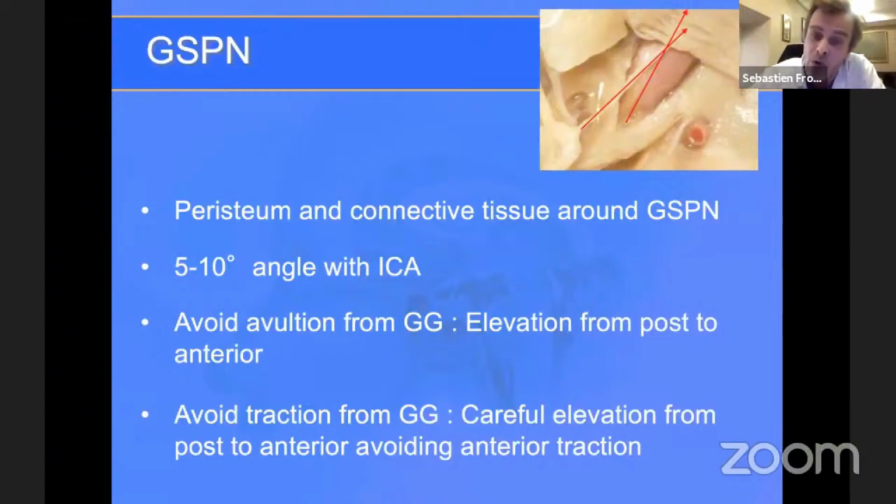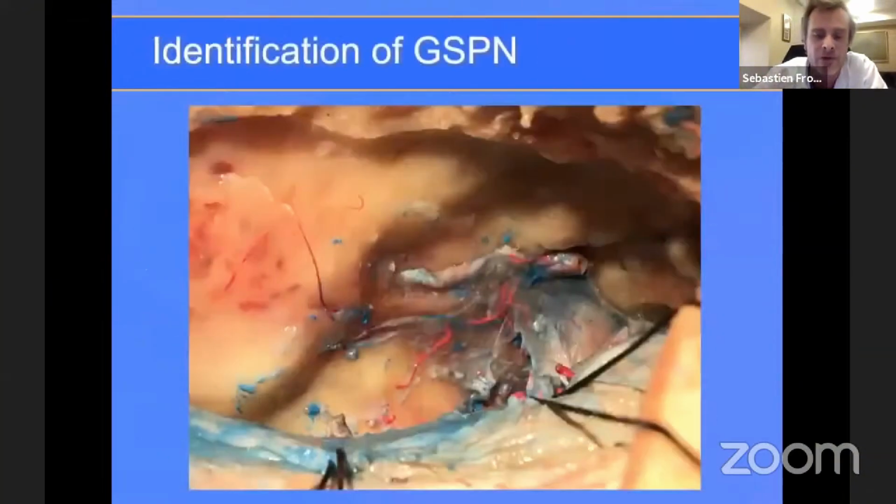But if you're too strong elevating the dura from back to front, you can also pull the GSPN away from the geniculate ganglion. And I had one case where I had some response of the facial nerve doing this, and the patient had a transient facial palsy post-op.